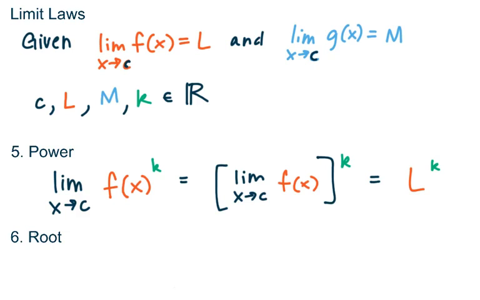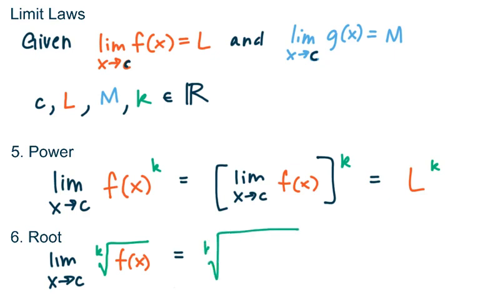And we know this is similar to the root law because a root, a square root, a cube root is really just a rational power. So the limit as x approaches c of the kth root of f of x, well, that could be the kth root of the limit as x approaches c of f of x.